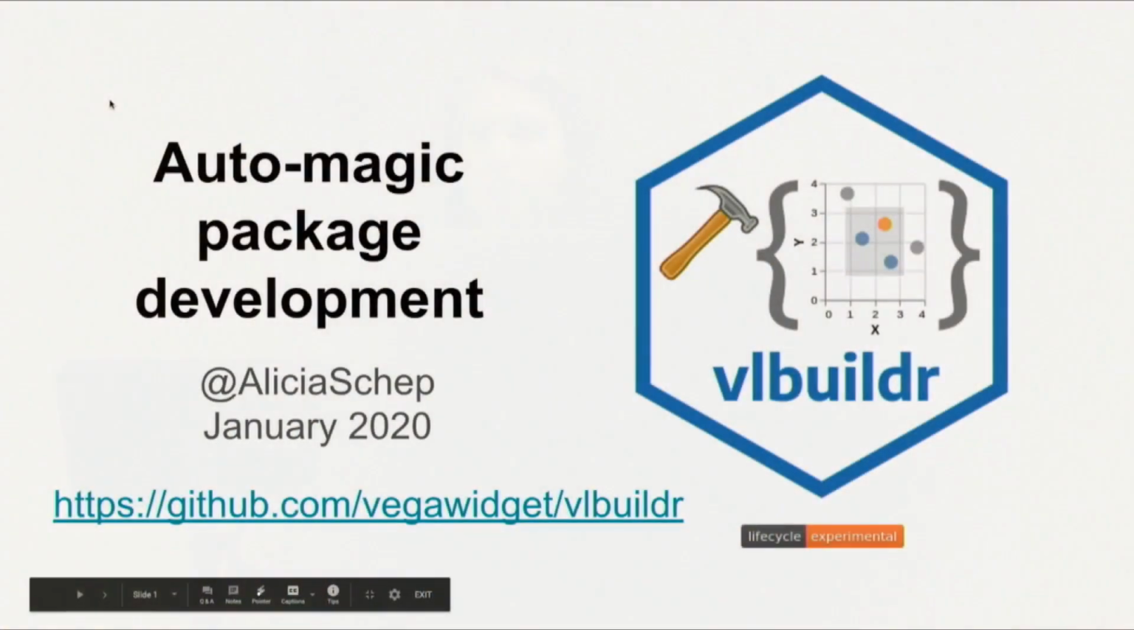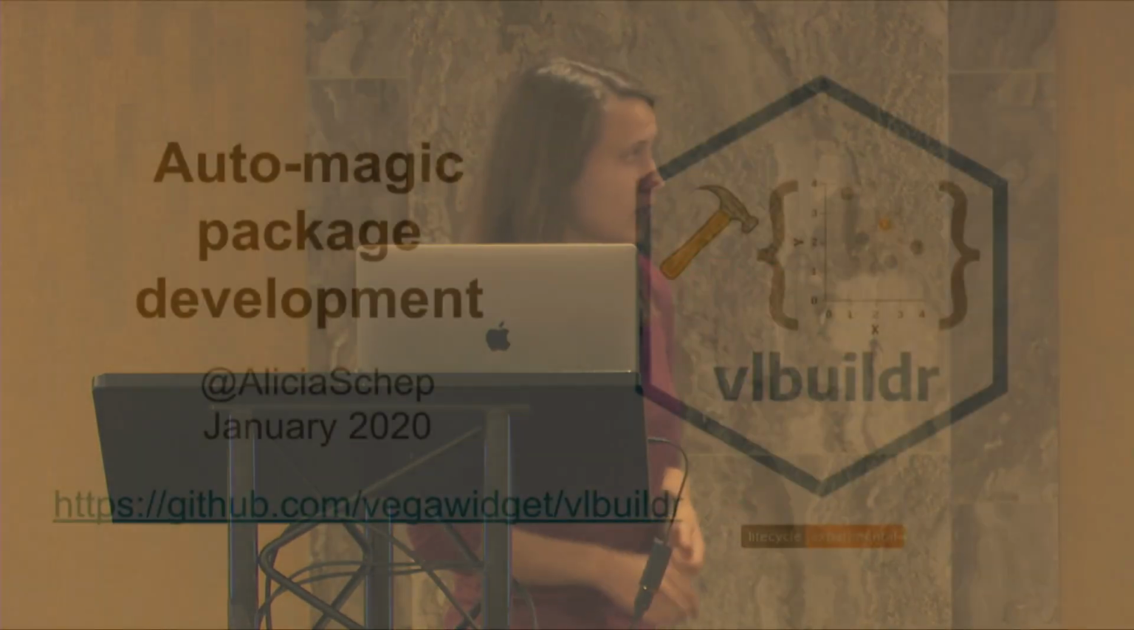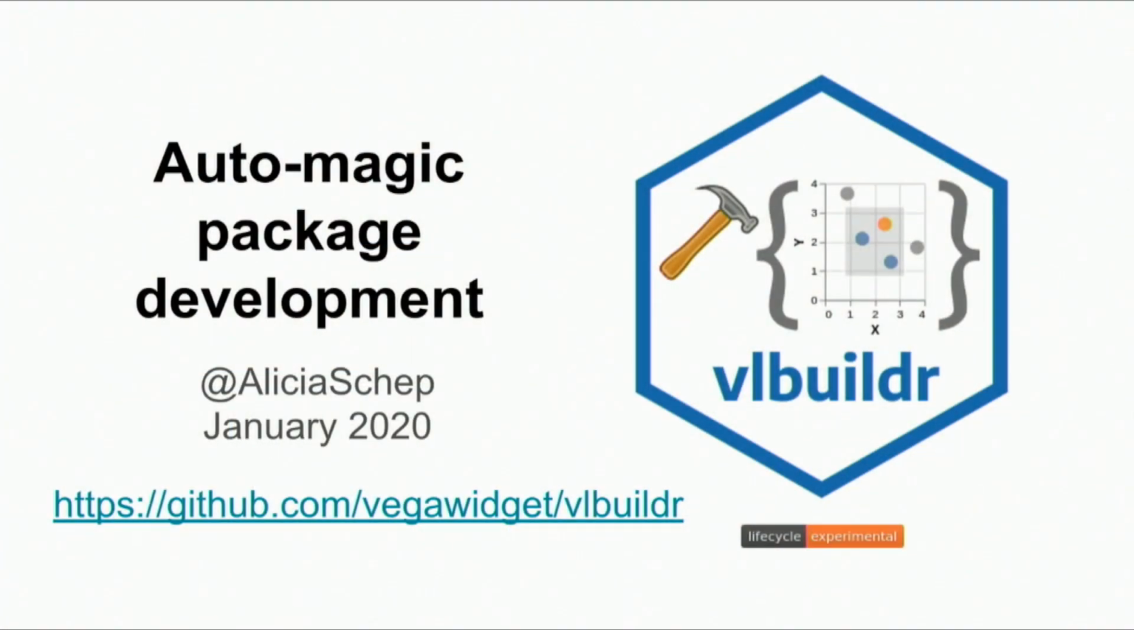Hi, my name is Alicia Schep, and I'll be talking to you today about AutoMagic package development, or an effort to build a Vega-Lite interface in R that I call vlbuildr. And if you're interested in the package at the end, the GitHub page is under the Vega-Widget organization, and in the README to the package, there is a link to the slides for this presentation.